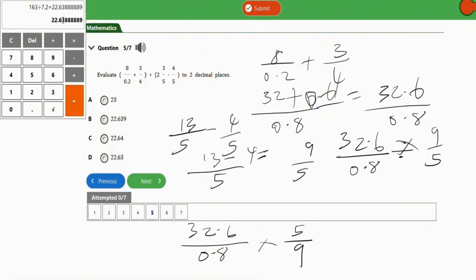After the decimal point, we have 6 as the first decimal value, 3 is the second decimal value, 8 is the third one. This 8 after 3 is up to 5, so you round up, so the 3 will change to 4. So the correct answer to this question is option C, which is 22.64. It's very simple. 22.64 is the correct answer to this question.